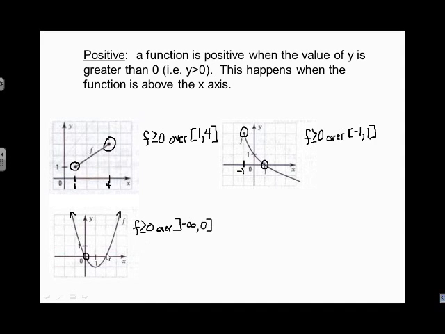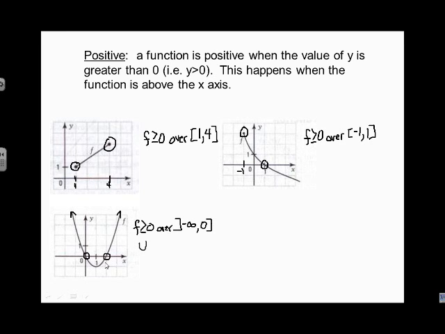Now we'll notice it starts being positive again over here. So we're going to put U for union. I'm going to put it underneath so we don't run into our next graph. And it starts being positive again when x is 2, and then it continues off to positive infinity there.